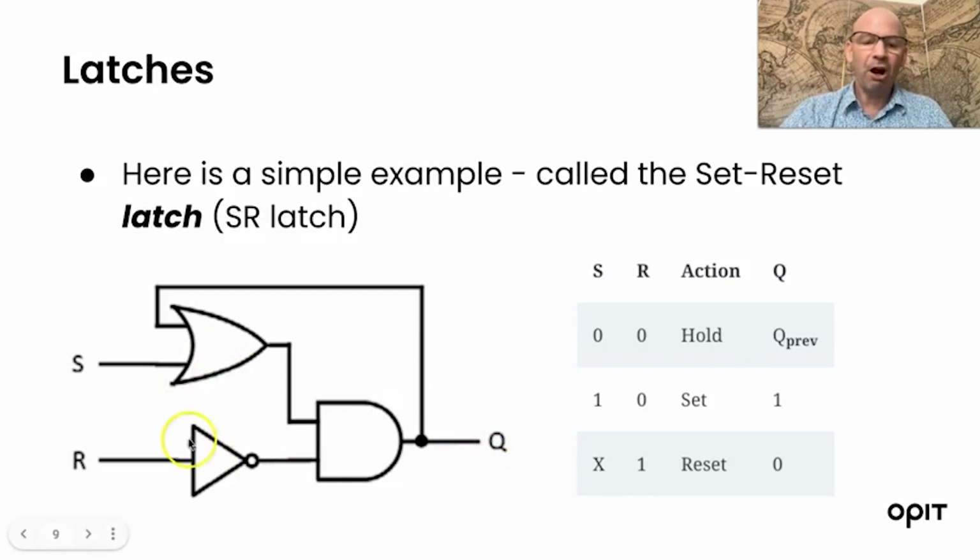Pulsing R high causes Q to go low and to stay low. So if we pulse R high here, basically it's a reset. So set and reset. If both S and R are set to high, the R input overrides the S input, and sets Q to low.